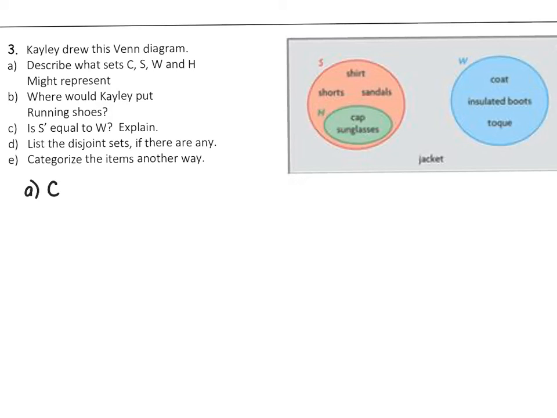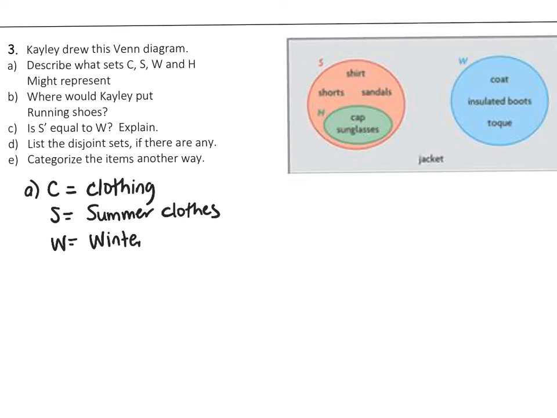So C, I think that's probably just representing clothing, right? It's all different kinds of clothing in there. S, when I look at that, I think that is summer clothes. I think that W is probably winter clothes. And I think that H is probably things you wear on your head, right? So a cap and sunglasses, those are things you wear on your head maybe.